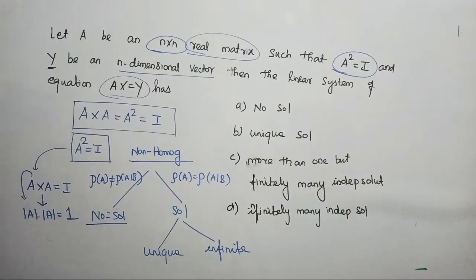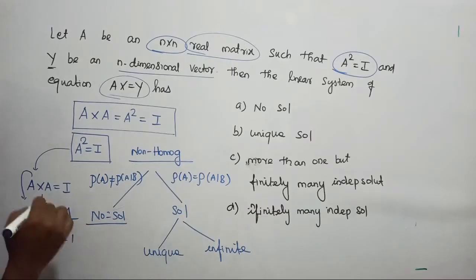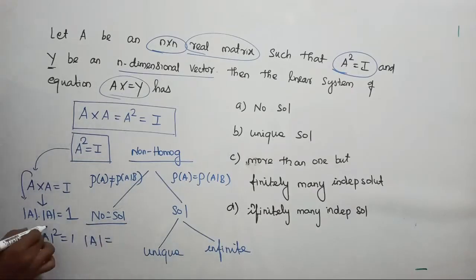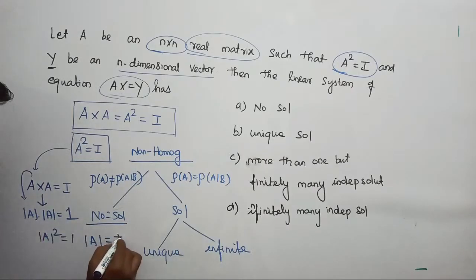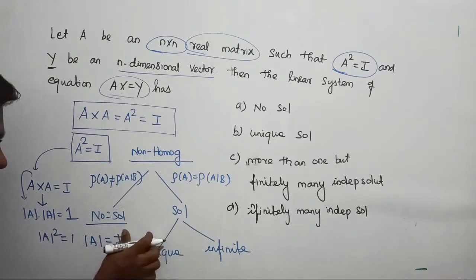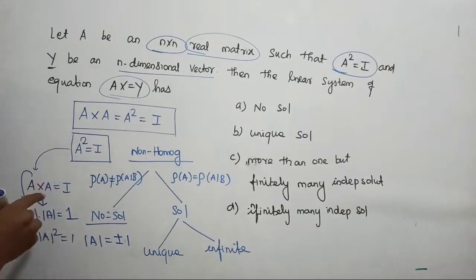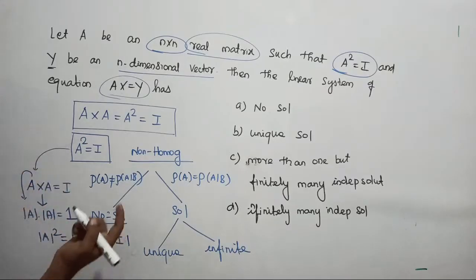Yes. So the happy news is what? Determinant of A dot determinant of A can be written as determinant of A square, which is equal to 1. So I can say determinant of A should be equal to, if I take the square root on both sides, plus or minus 1, right? It will become plus or minus square root of 1, and root of 1 will become 1 only, right?